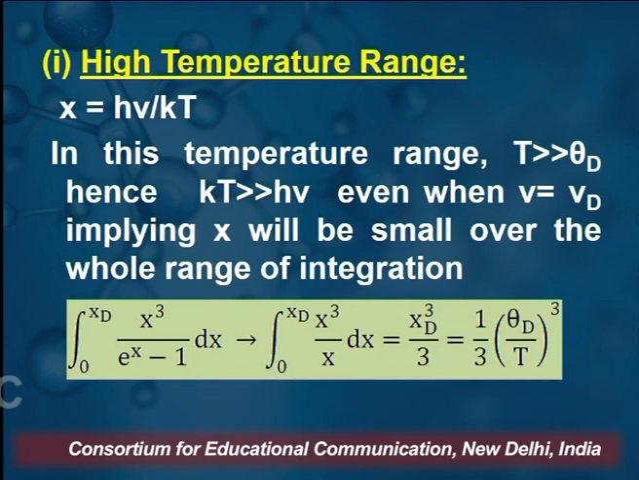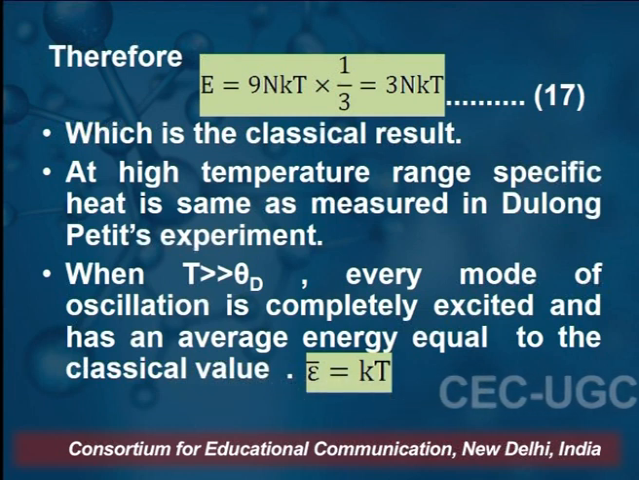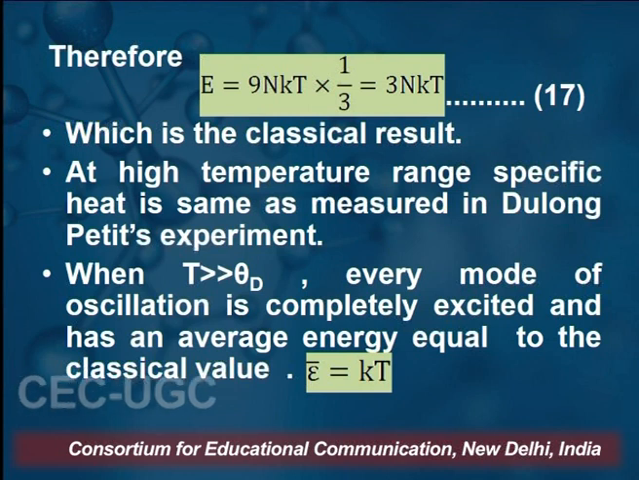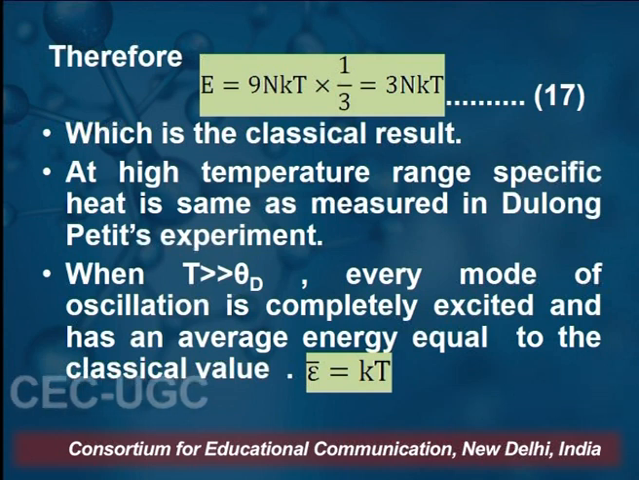which becomes equal to 1/3 of theta d by T whole cube. That means if I substitute it back in my equation number 16, then E will take the form of 9 nkT into 1 by 3, which is equal to 3 nkT, which is again my classical result.